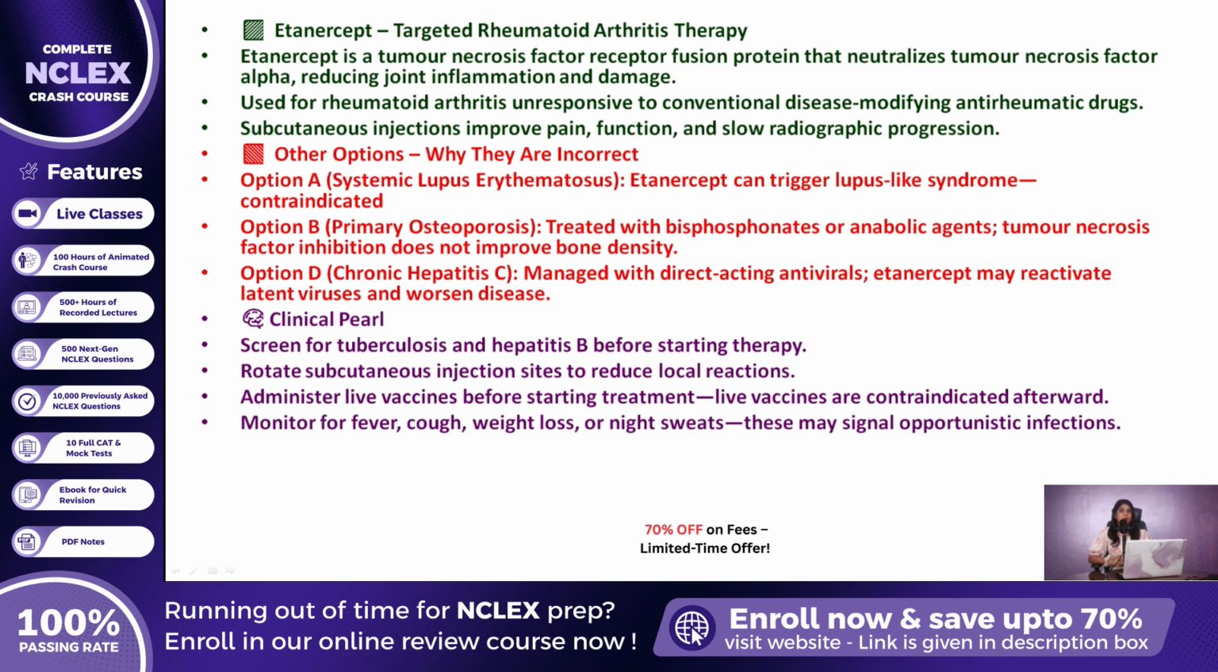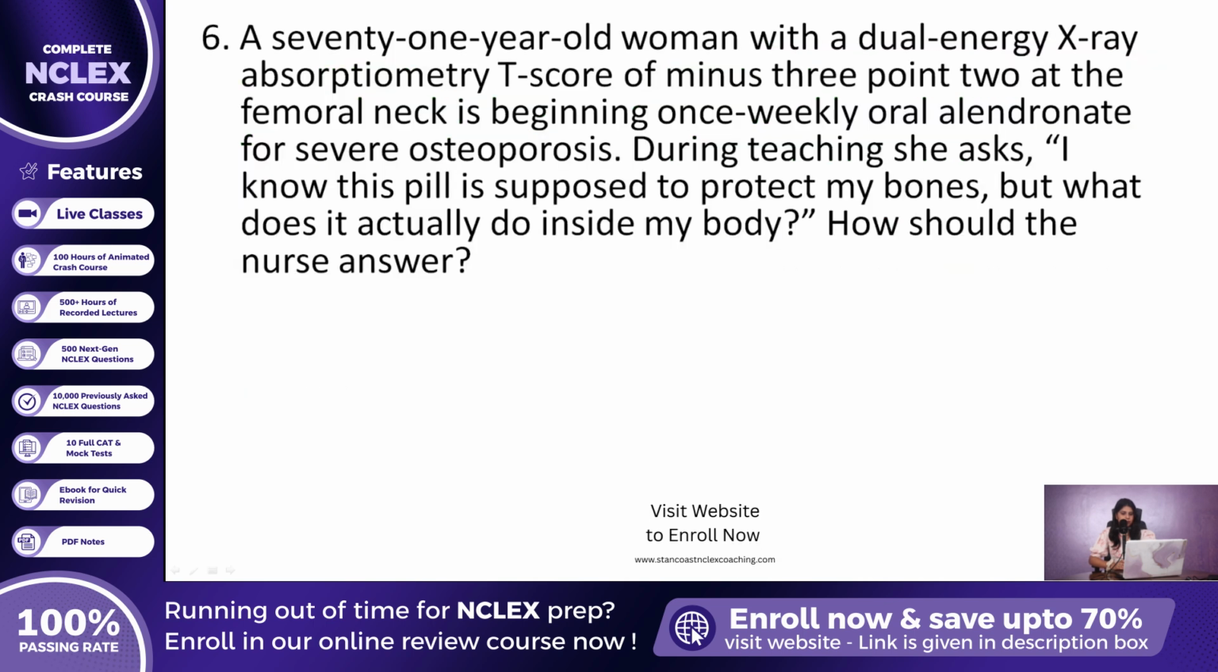Switching gears to a vital bone health scenario, here comes question 6. Question 6. A 71-year-old woman with a dual energy X-ray absorptiometry T-score of -3.2 at the femoral neck is beginning once-weekly oral alendronate for severe osteoporosis. During teaching, she asks, "I know this pill is supposed to protect my bones, but what does it actually do inside my body?" How should the nurse answer?